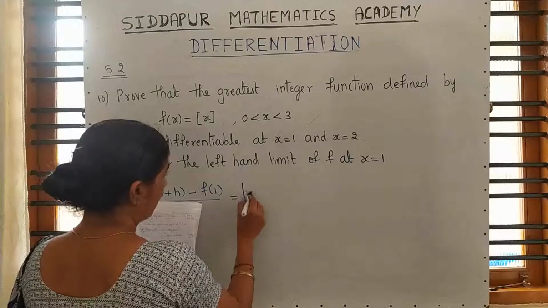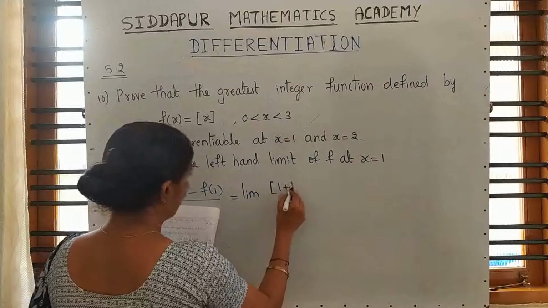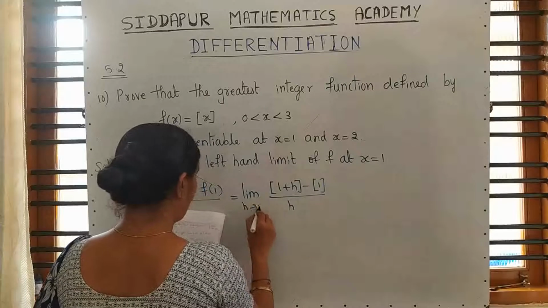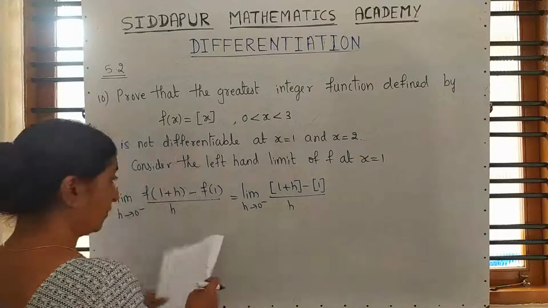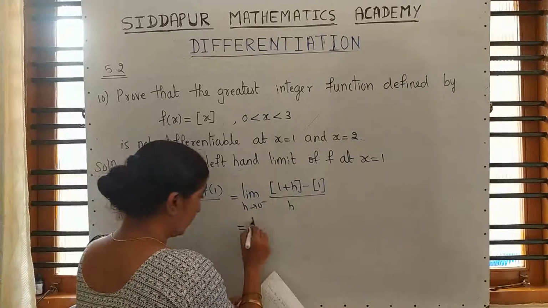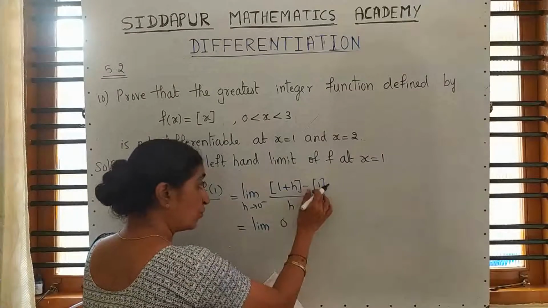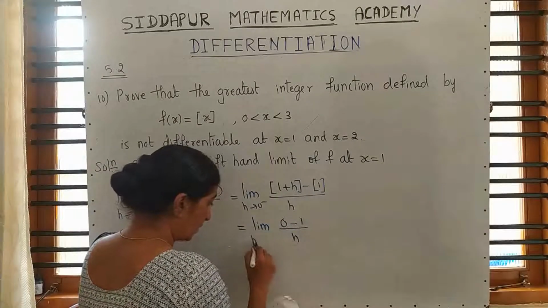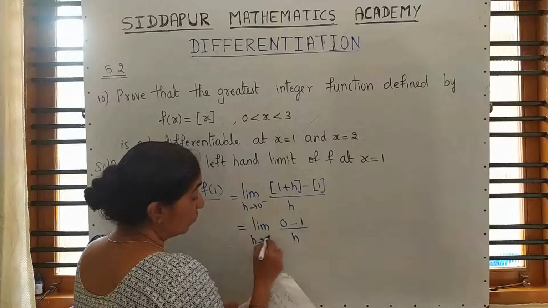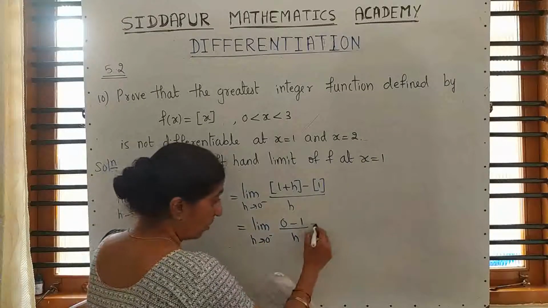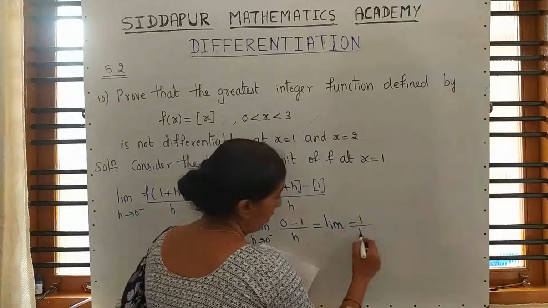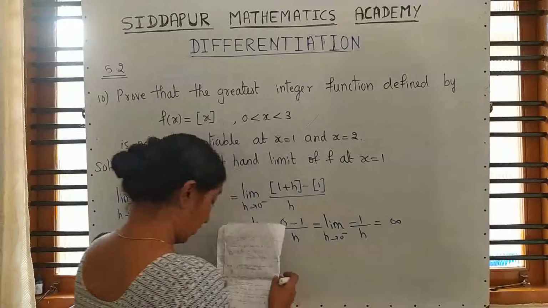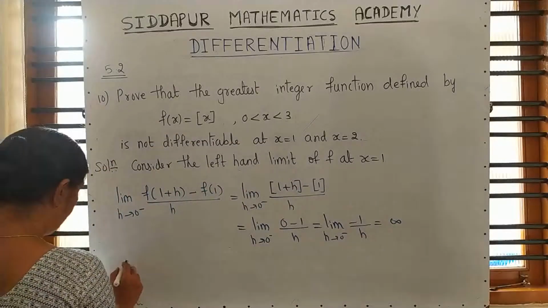So here in the limit we have to write a greatest integer function. And already you are familiar with the definitions of greatest integer function. Here this value is 0 from moving to left side. And when you move from the left side it is -1 upon h as h tends to 0. So h tends to 0 means what? Any number upon 0 is what? You are getting limit -1 upon h as h tends to 0 minus. Any number upon 0 is infinity or not defined. And moving to the right hand limit.